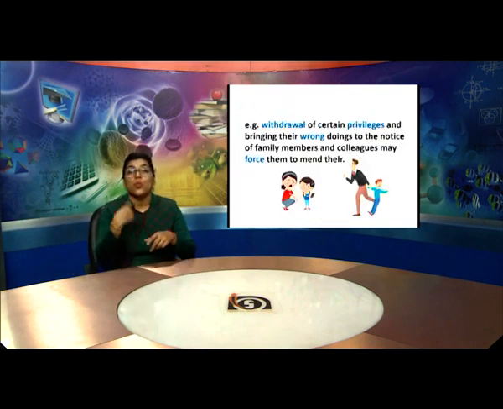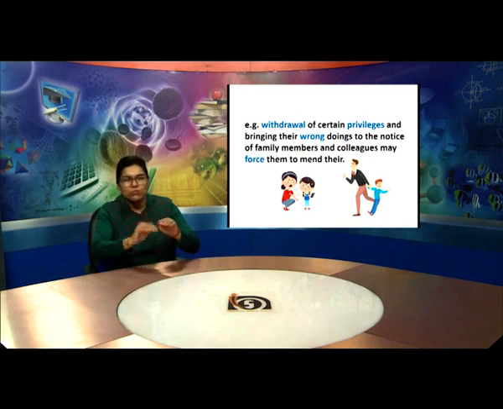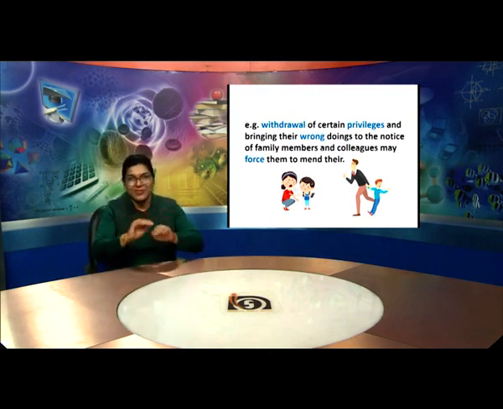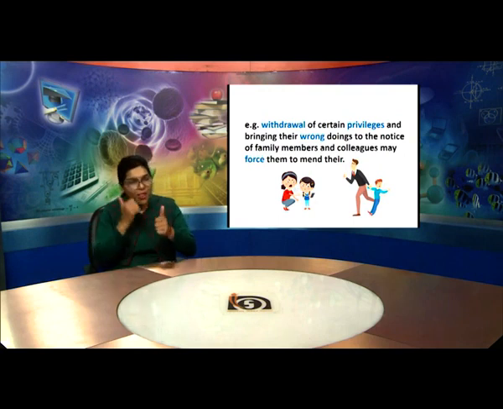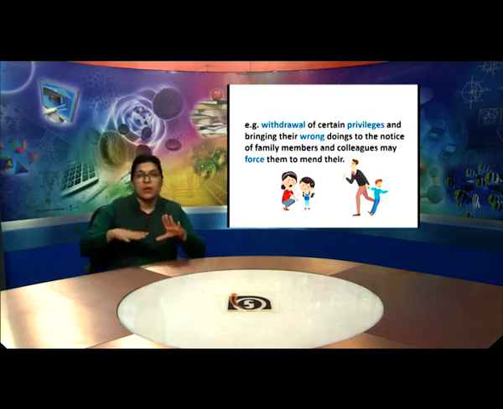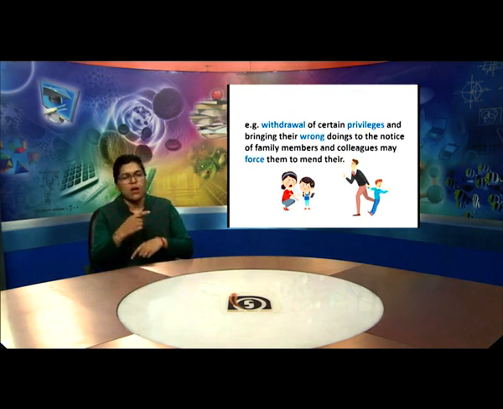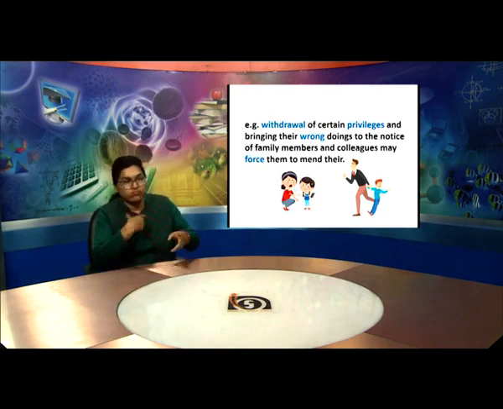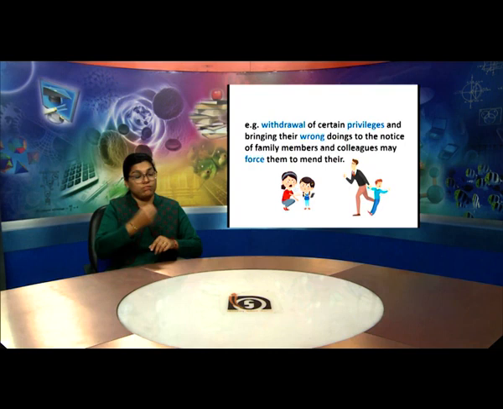This point is in continuation of the previous slide. For example, withdrawal of certain privileges and bringing their wrongdoings to the notice of the family members. We should withdraw some of the privileges given to them so that they understand that they should change their behavior, modify it and act in the right way.